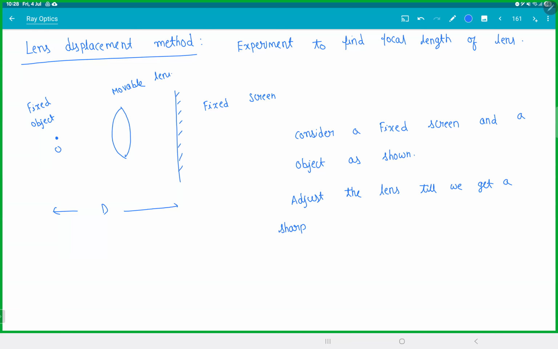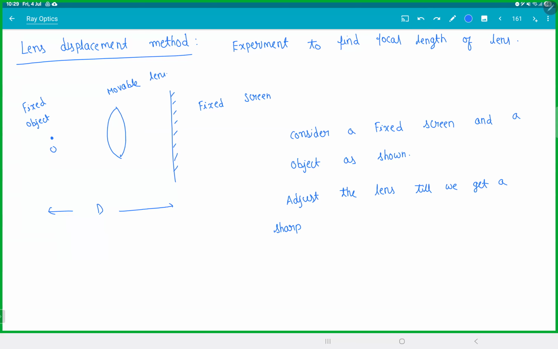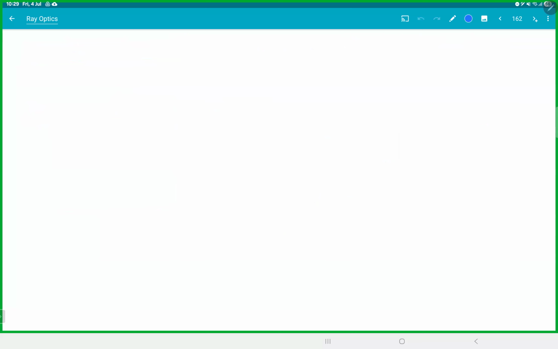So normally here you have a bench with a scale of markings. So when you keep moving the lens, you can measure at which point you got an image. When you do this, you will notice this will happen for 2 positions. So there are 2 positions where you get a sharp image. And then let's see how it works. So let's say position 1.